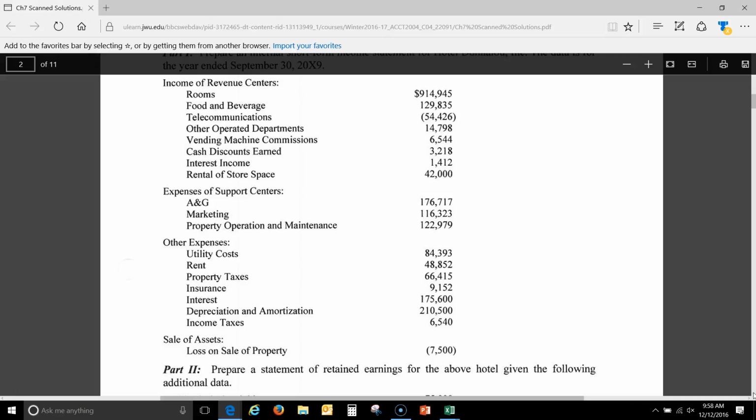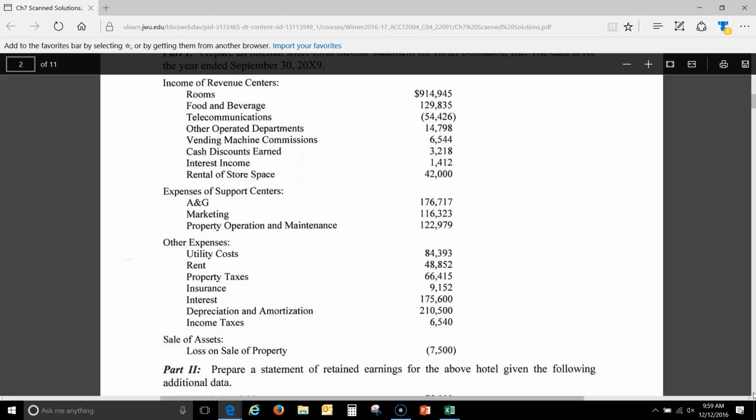Utility costs. So then we're going to get those next four items there. Okay. So the trick here is that utility costs show under other expenses, but that's actually going to go under this undistributed expenses area. Okay. Now, once we get to that portion and we're done with that, what is that next line item called?